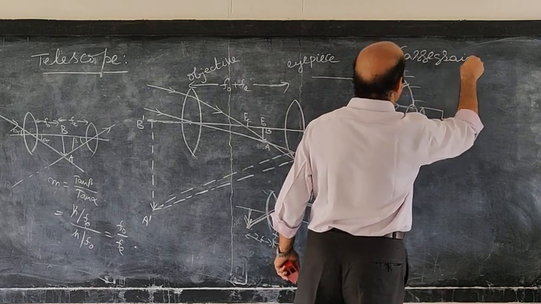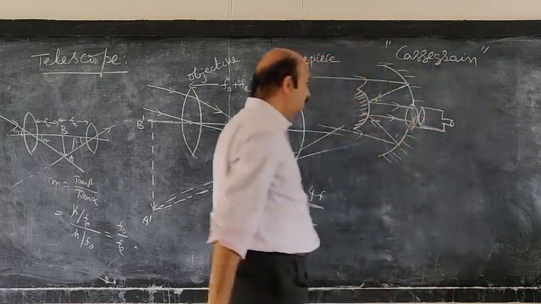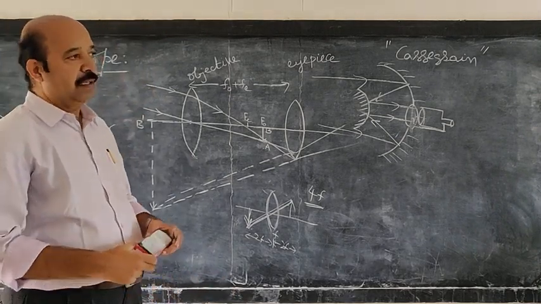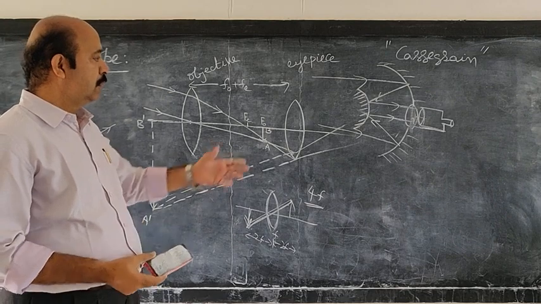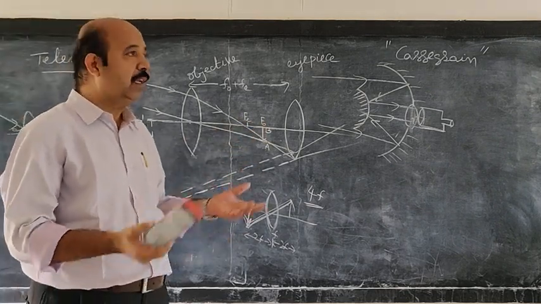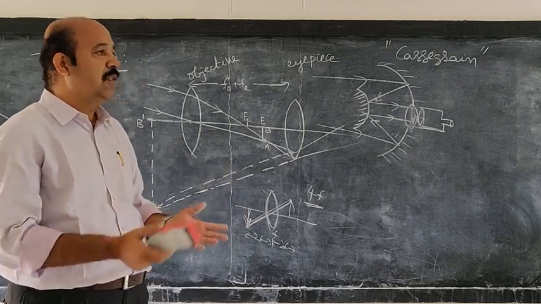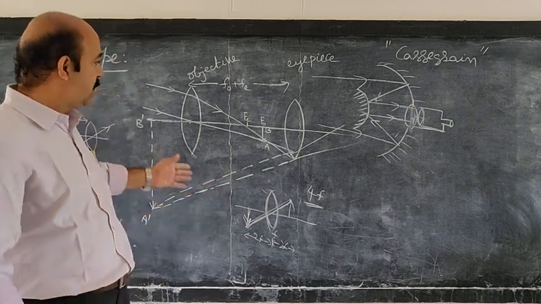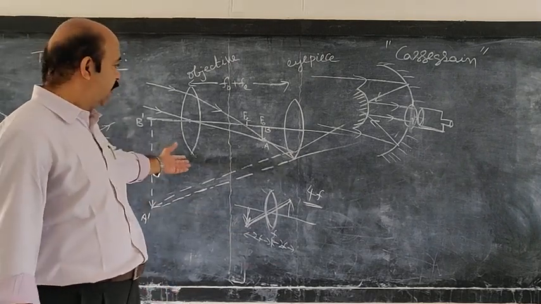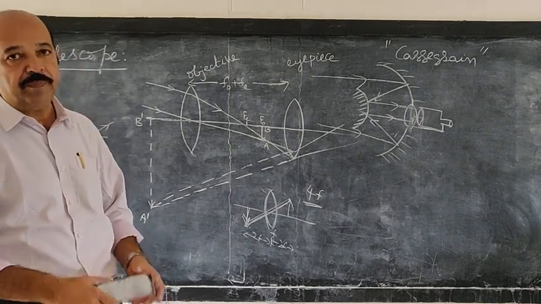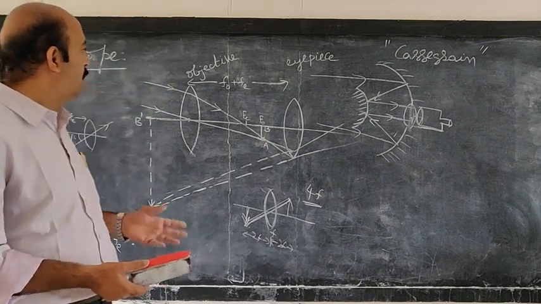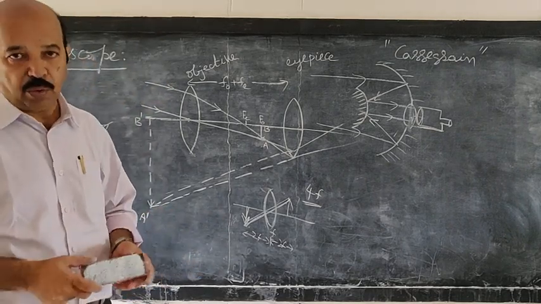This type of telescope is known as the Cassegrain type, and these reflecting telescopes are now in use in India also. Using such telescopes, you can observe heavenly objects in a small space itself. If you use refracting telescopes, they occupy large space, and constructing such telescopes is also very difficult. So with this, the concept of optical instruments is over.